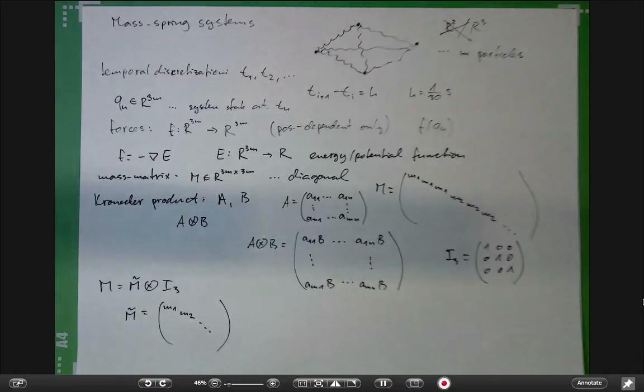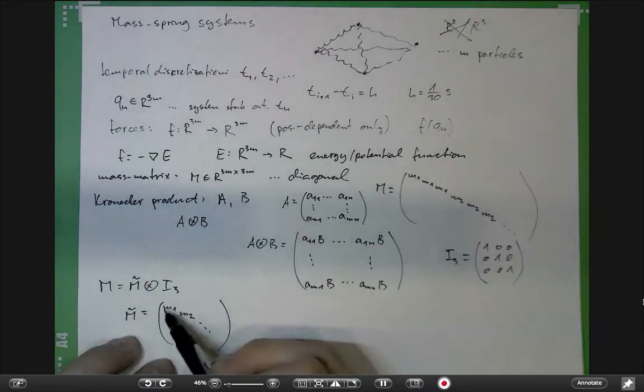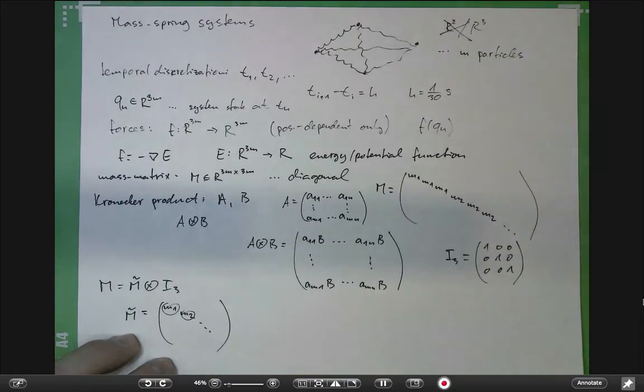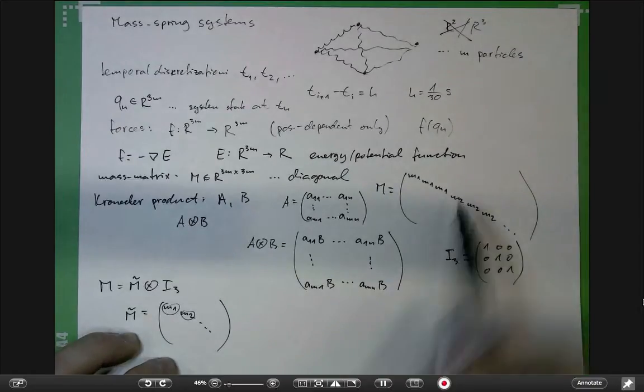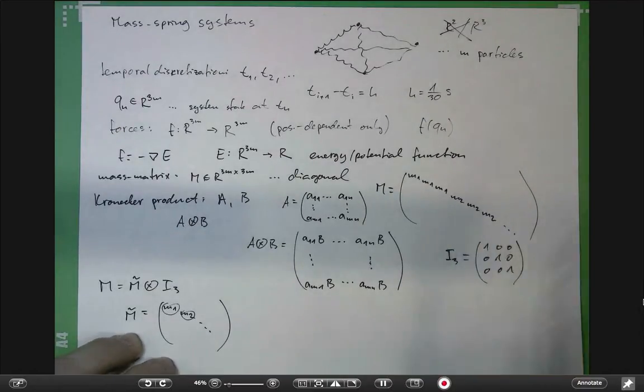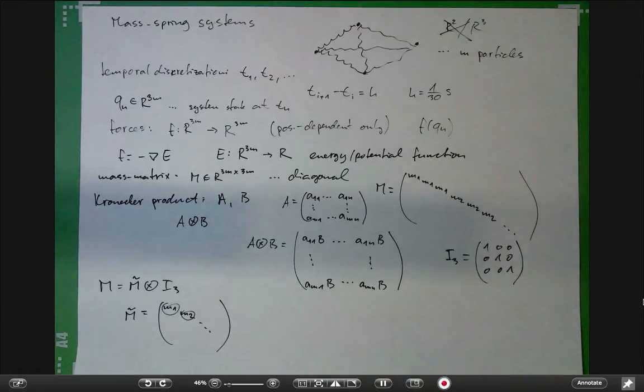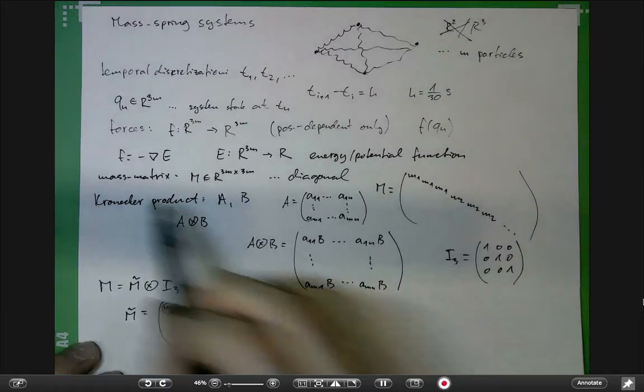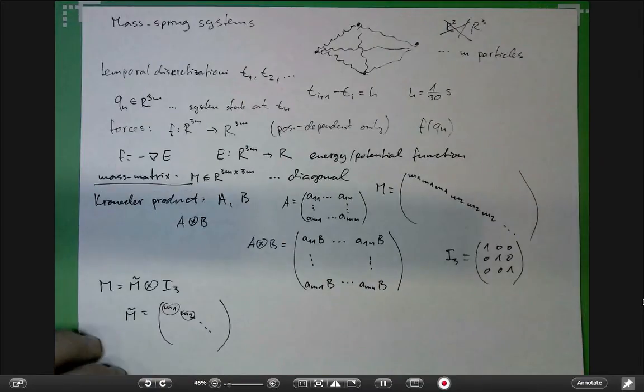You see that? Because all the Kronecker product does, it replaces every number in the matrix by the 3 by 3 identity scaled by that number. So that's exactly what I want here. And it will be also useful in the following. That's why I'm sort of bothering you with this already. Okay? So this is how we got the mass matrix.